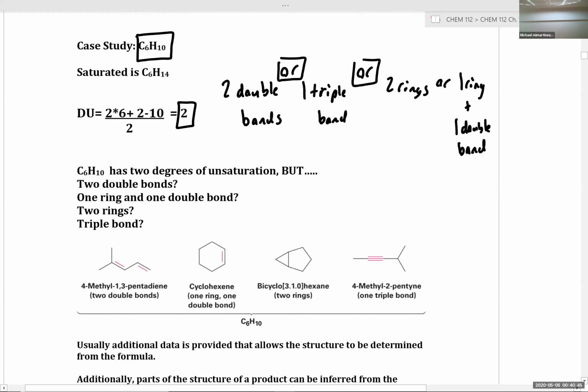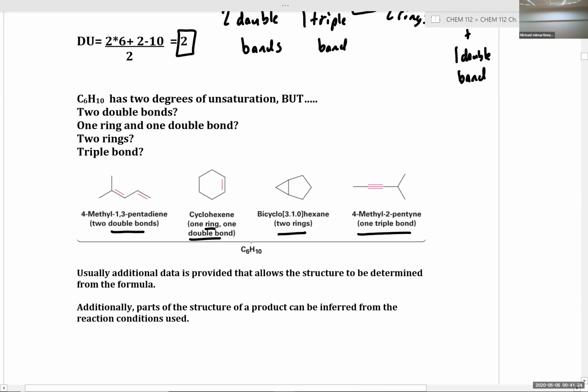So we can draw a range of structures. For example, we can have a structure with 2 double bonds, so this pentadiene molecule. We can have cyclohexene, which has 1 ring and 1 double bond. We can have this bicyclic species, which has 2 rings, or an alkyne containing species, which has an alkyne, which is 1 triple bond. So we usually need a little more data than just DU in order to determine and elucidate the exact structure of our molecule.